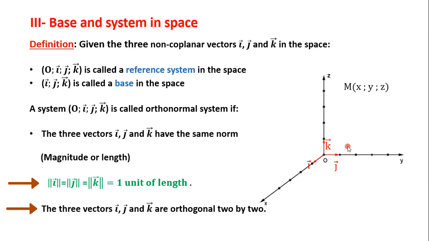We have the point M of abscissa x, ordinate y, and elevation z. Vector OM can be written as xi plus yj plus zk. So x is called the abscissa of M, y is called the ordinate of M, and z is called the elevation of M.